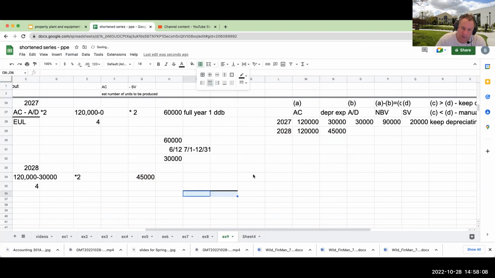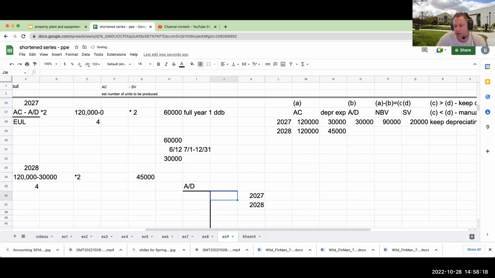My accumulated depreciation is going to be how much? Well, for my accumulated depreciation in 2027 and 2028, in 2027 I had 30,000. In 2028, I'm taking the current year depreciation plus what I had before, so this is now going to be 75,000. Let's do it like this. Say this is beginning.